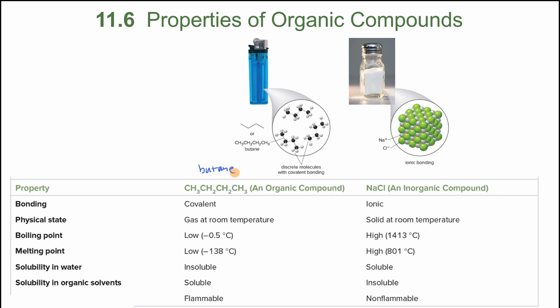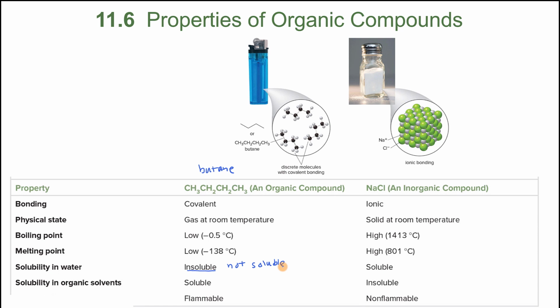This one happens to be a gas at room temperature. It has a low boiling point of negative 0.5 degrees Celsius. And the melting point is also low. It's negative 138, which is why it's a gas at room temperature. These are not soluble in water, but they are soluble in organic solvents. And as we know, because we use them in lighters, it's very flammable.